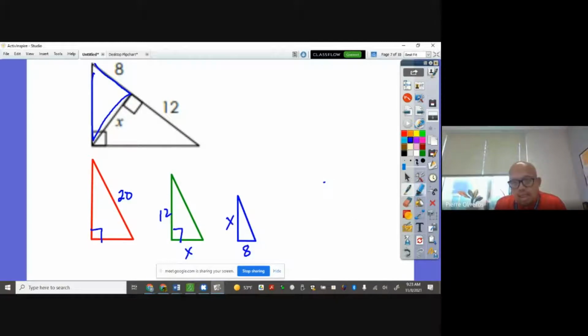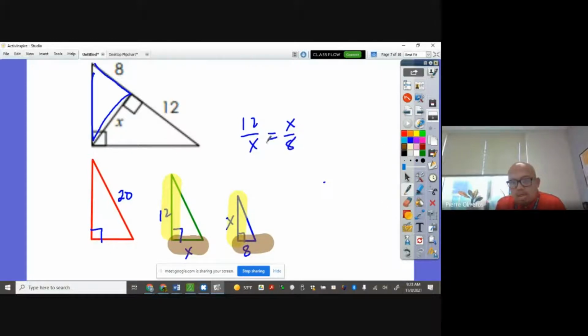Okay. Using this figure here, I know I have a 20, but I don't have any other hypotenuse, so I'm not going to be able to use that one. Oh, I forgot the 90 here. But I know that the 12 here matches with the x, so I can say 12 over x. And I know that this x here matches with that 8, so x over 8.